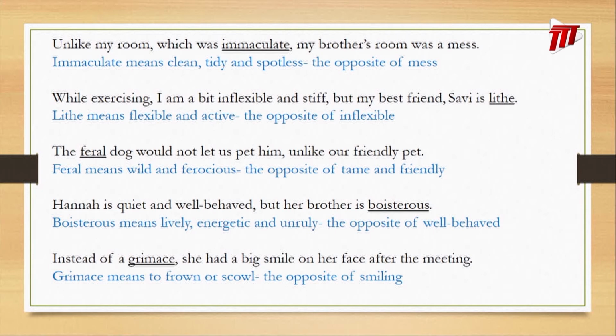Hannah is quiet and well behaved, but her brother is boisterous. Boisterous means lively, energetic, and unruly, the opposite of well behaved. Instead of a grimace, she had a big smile on her face after the meeting. Grimace means to frown or scowl, the opposite of smiling.